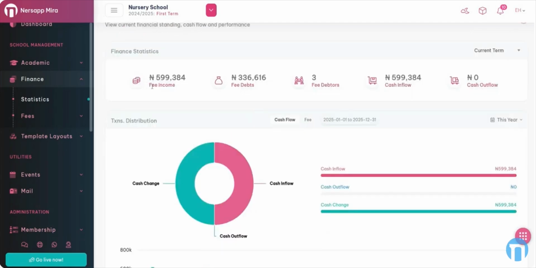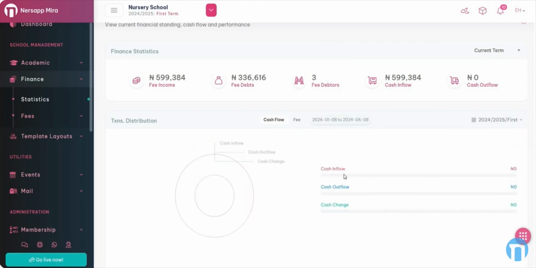Below, after the financial statistics, we have the transaction distributions. In the transaction distributions, we track cash flow and only fees, since we have fees currently in this version of Nersapp. And beside it, you see the dates for which you can select to pick what dates you want to track this distribution for. You can check from here, or you can go to the extreme right and pick the dates from here. You can pick for this current term, for instance, we're dealing with this session and term, and the information will load the financial transactions or distributions for this current term.